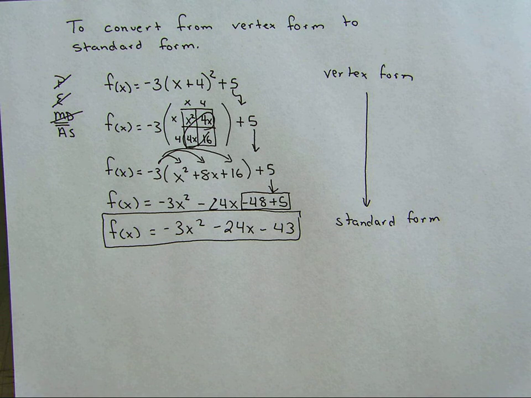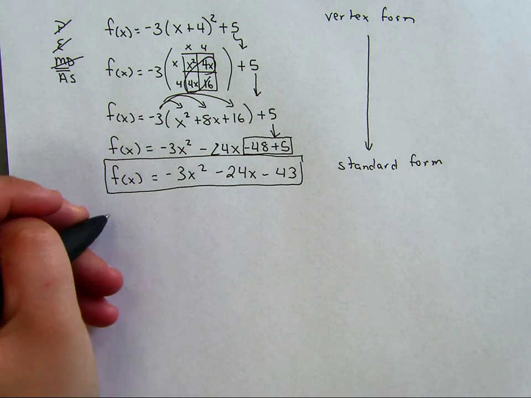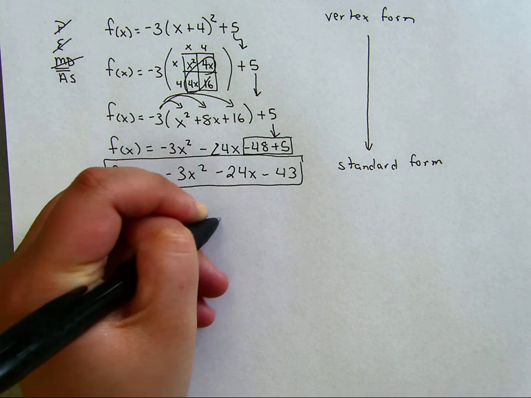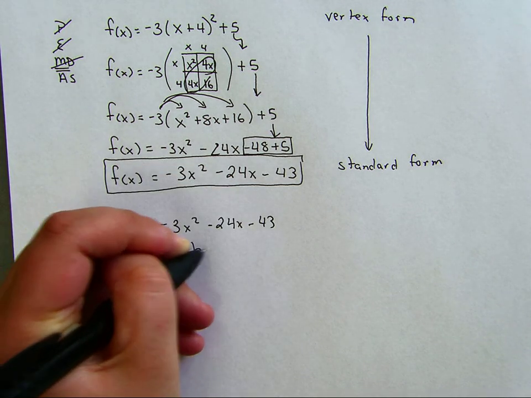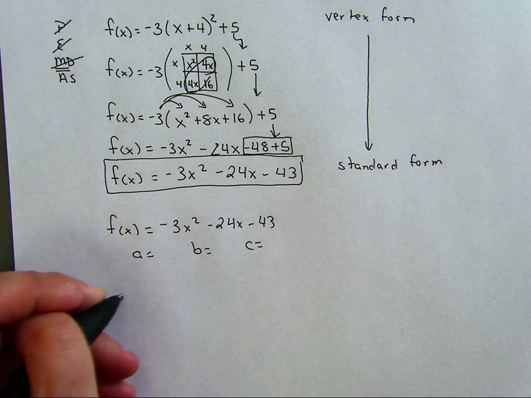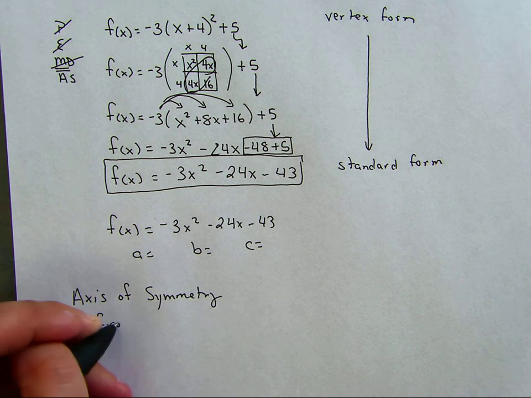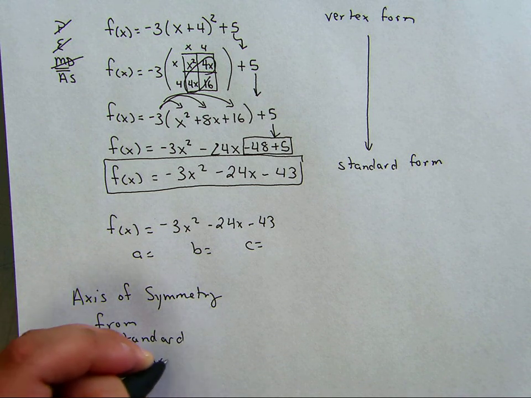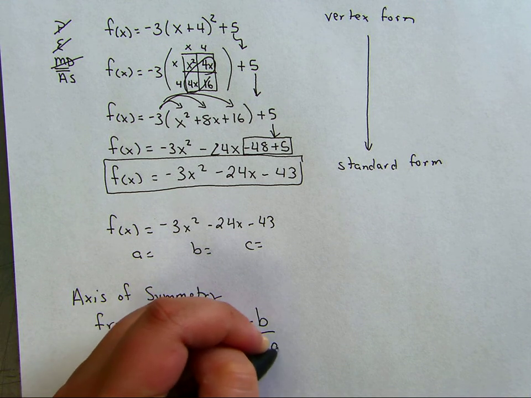If I ask you to find the axis of symmetry from standard form, you rewrite this equation. Well, you don't have to rewrite it, but you want to identify the A, the B, and the C. So axis of symmetry from standard form is x equals the opposite of B all over 2 times A.